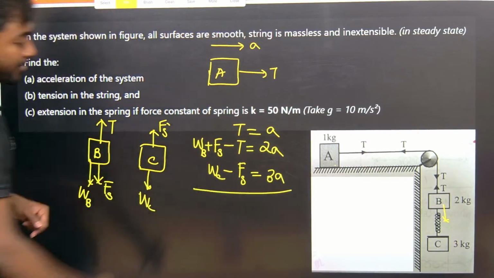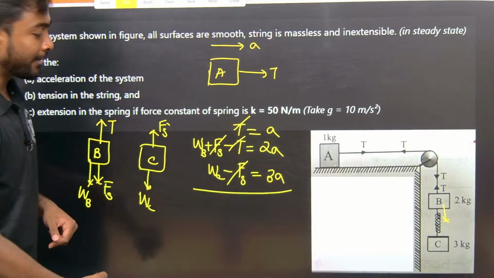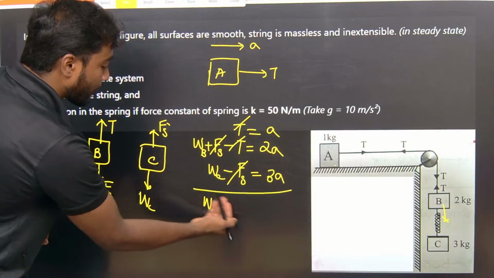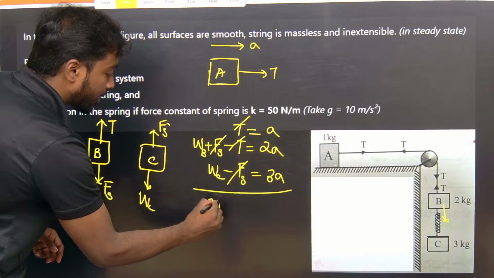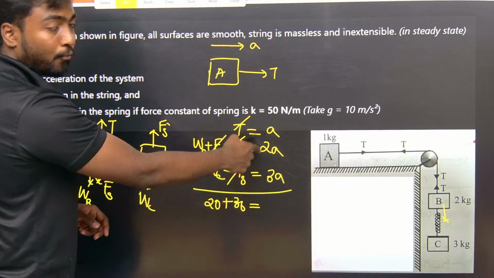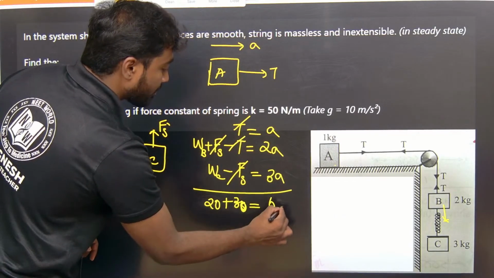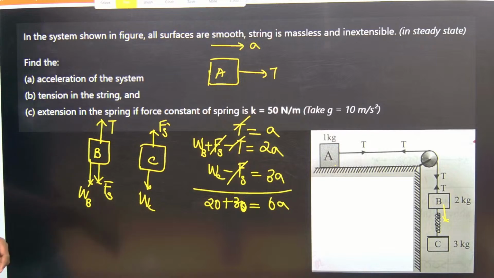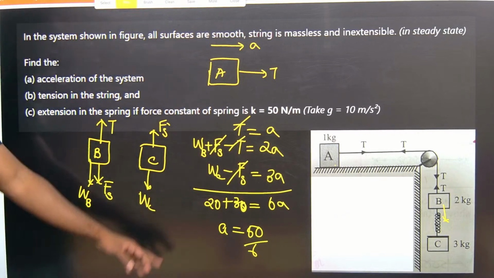So I can add these equations, T and F will get cancelled. So the weight, what is the weight? 2 kg, 2 into 10, 20. 20 plus 30, 3 into 10, 30, is equal to 2 plus 3 plus 1, 6a. So a will be equal to 50 by 6.